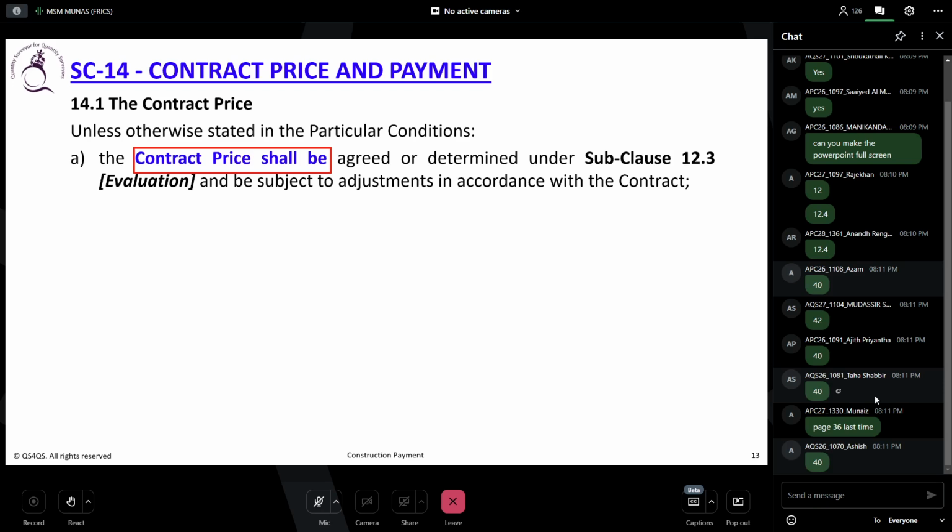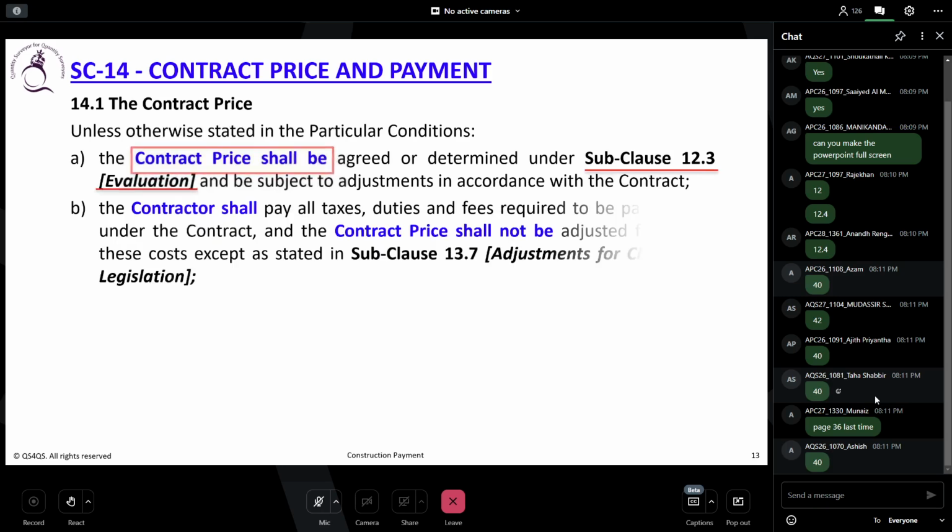The contract price shall be agreed or determined under subclause 12.3 evaluation and be subject to adjustment in accordance with the contract. So it says, yes, according to 12.3, you can do the adjustment. So we learn about the A and B under that.